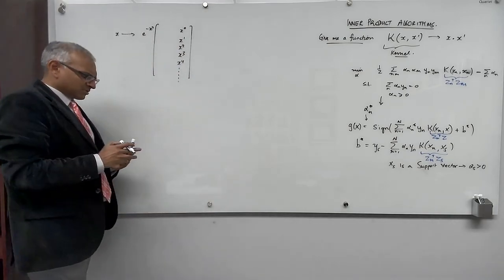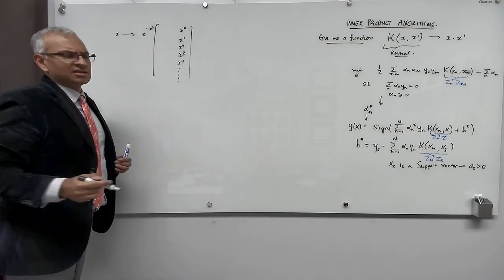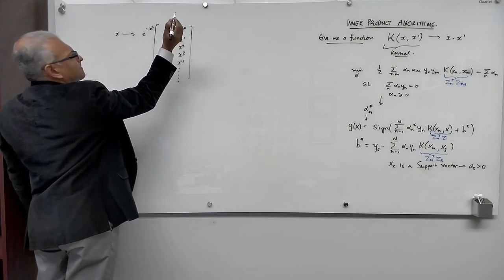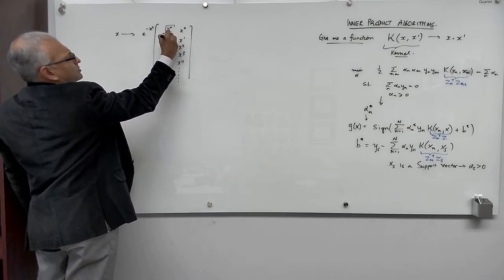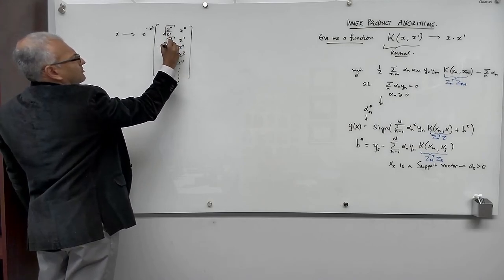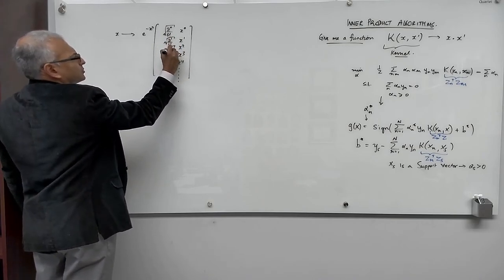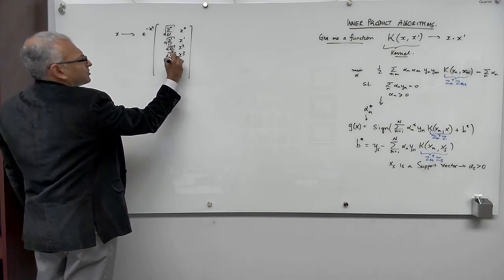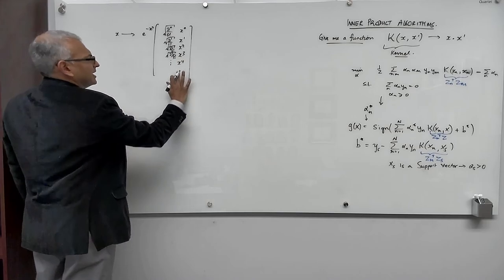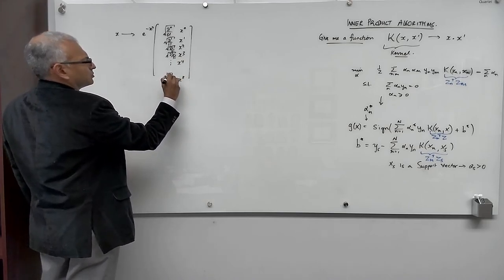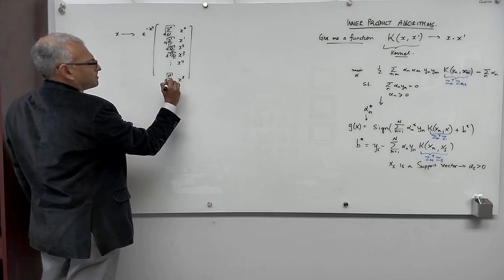Well, the algebra is going to get messy, so I'm going to insert some constants into these that make things a little bit more manageable. So I'm going to put a square root of 2 to the 0 over 0 factorial, a square root of 2 to the 1 over 1 factorial, a square root of 2 to the 2 over 2 factorial, a square root of 2 to the 3 over 3 factorial, and so on. You get the idea. The kth order power, x to the k, will have a square root of 2 to the k over k factorial.